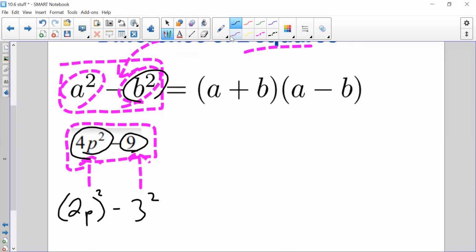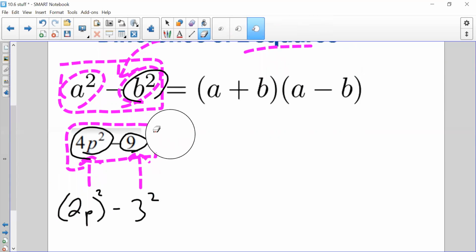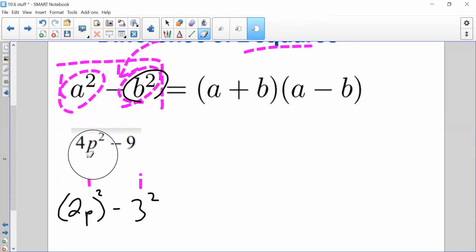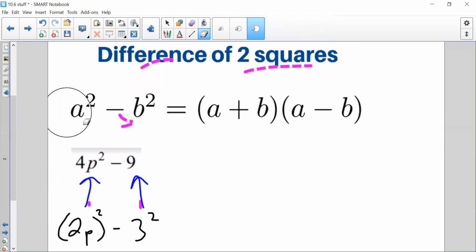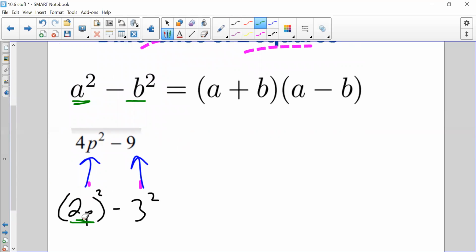It's very clear now that I have a difference of two squares with this problem. I rewrote 4p squared as 2p to the second power, and I rewrote 9 as 3 to the second power. So now I know what my a value and my b value are according to the pattern. My a in this case is going to be 2p. My b is going to be 3.